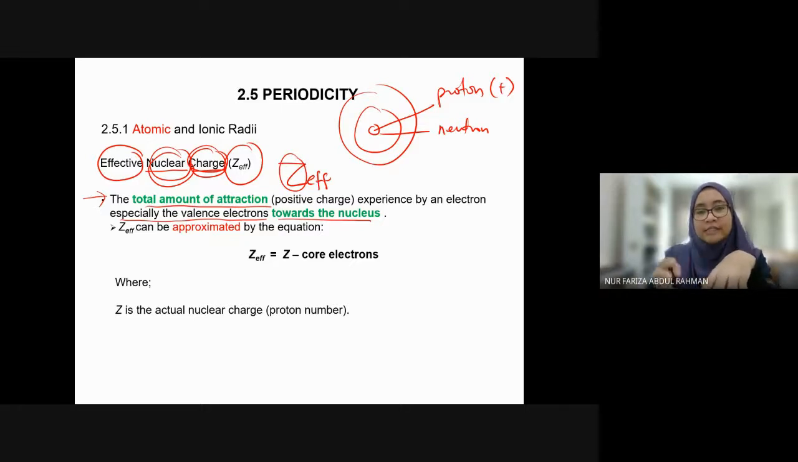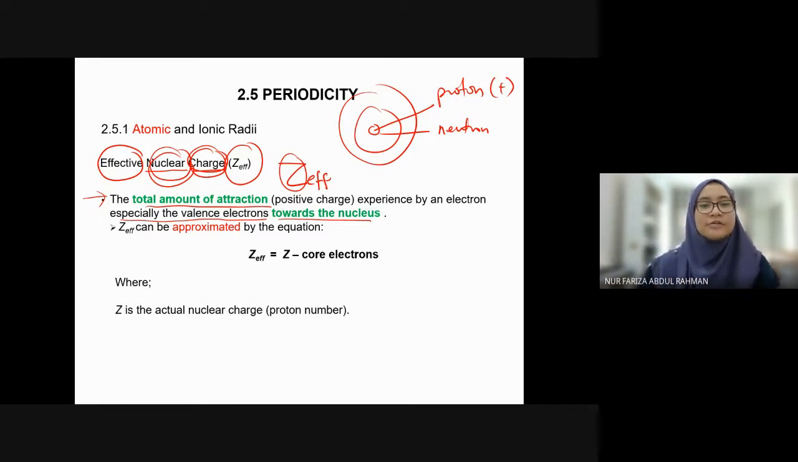The farther it is from the nucleus, that means the attraction is lesser, betul tak? Kurang kasih sayang. It is lesser. That means bila attraction kurang, in terms of the size, it will become larger. So that is, in short, to give you an idea how effective nuclear charge affects the radius or the size of the atoms.